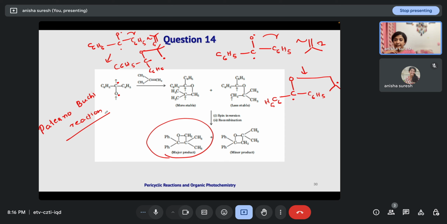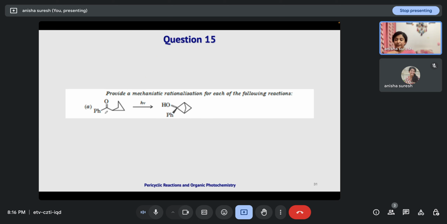If this is clear, now we can move to question number 15. Provide a mechanistic rationalization for the following reaction. So this is the starting material, and under h nu condition, it is resulting in the formation of this product. So which type of reaction is taking place here?